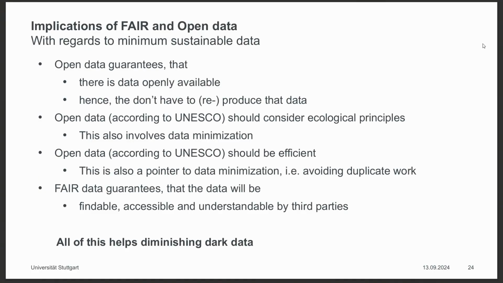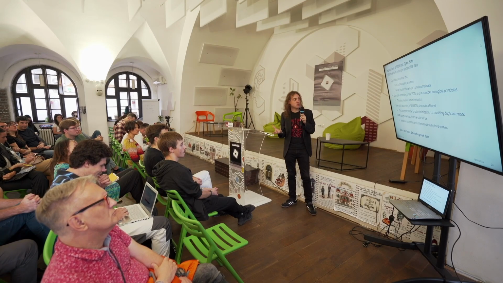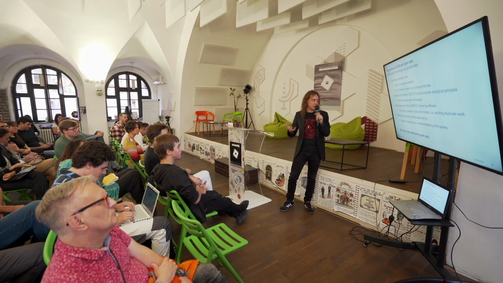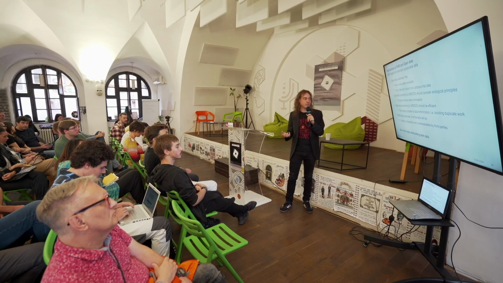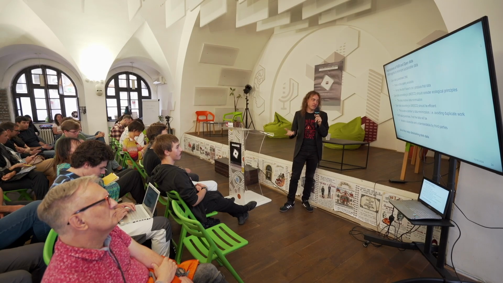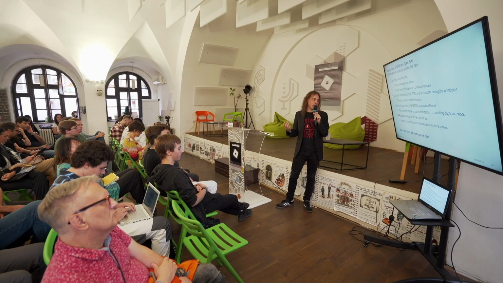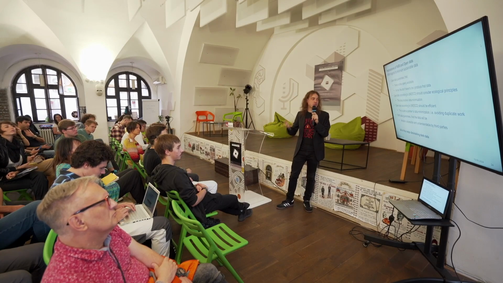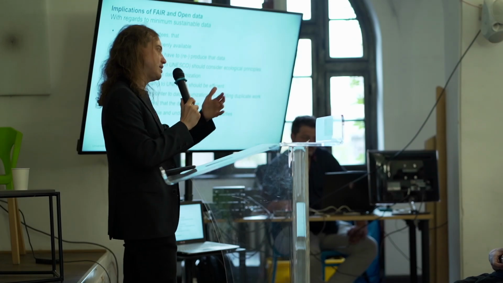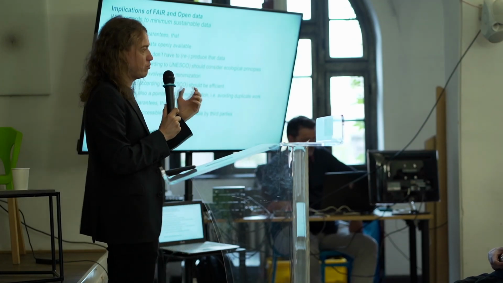Okay, so what are the implications of FAIR and open data, especially with regard to the topic of our workshop? Open data guarantees that data is openly available, and therefore we don't have to reproduce the data. That's of course quite trivial, but I wanted to list it here. And open data, according to UNESCO, at least, should also consider ecological principles and efficiency. For me, both are a pointer to data minimization. And FAIR guarantees that the data will be findable, accessible, understandable by third parties, and hence reusable. All of this helps, of course, in diminishing dark data, because we lift it out of the dark, where it's not available, undocumented, hidden, biased, towards something that we can really use on purpose.